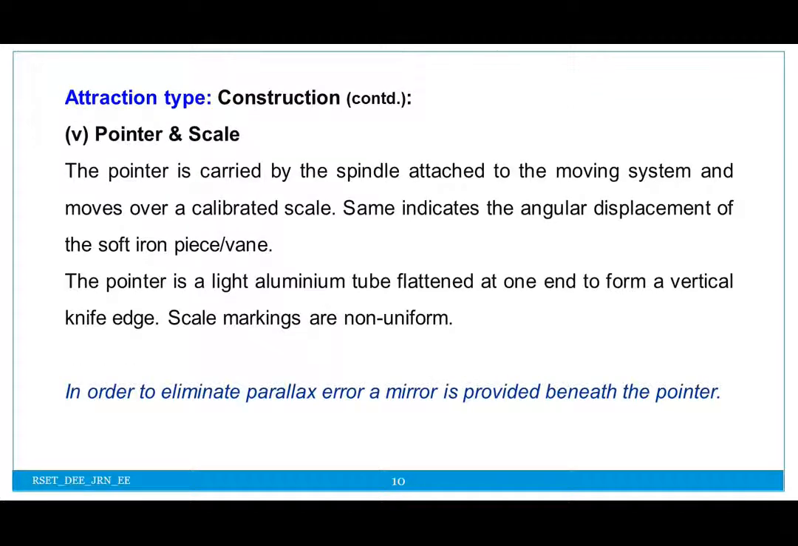Now, the last part, the pointer and scale. The pointer is carried by the spindle attached to a moving system and moves over a calibrated or graduated scale. Same indicates the angular displacement of the soft iron piece or soft iron vane. The pointer is a light aluminum tube flattened at one end to form a vertical knife edge. Scale markings are non-uniform. Why non-uniform? We'll come towards the end. In order to eliminate parallax error, a mirror is provided beneath the pointer.